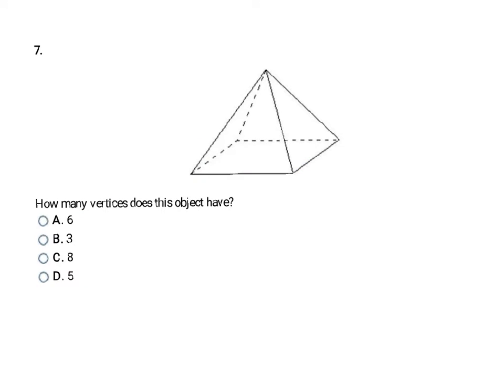This question I'm asked, how many vertices does it have? Remember, vertices are the corners. So I have 1, 2, 3, 4, 5 corners, or 5 vertices. So it's going to make my final answer D.